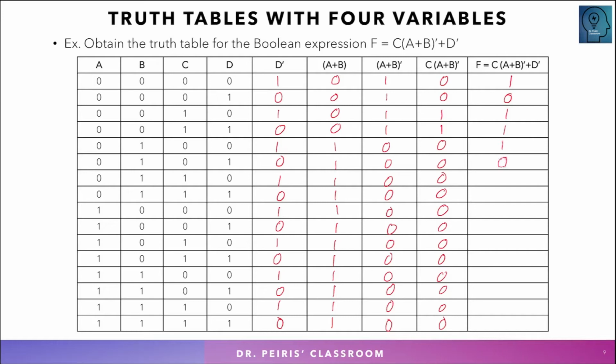0 0 is 0, 1 0 is 1, 0 0 is 0. So basically the next rows follow the same pattern, 1 0 1 0 1 0, because the D prime goes as 1 0 1 0. Since this entire thing is 0, if the D prime is 1, the output is 1. So you just need to do the alternation between 0 and 1, 0 and 1. So this is the final output for this truth table.